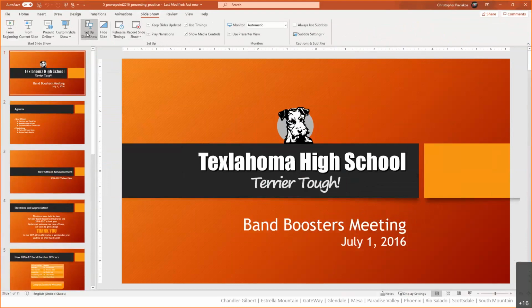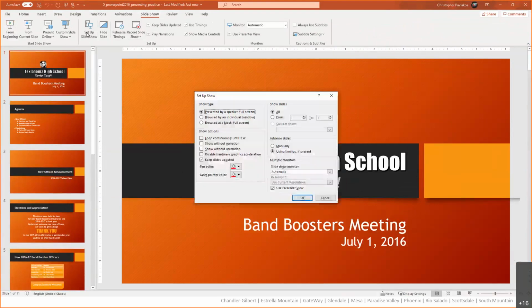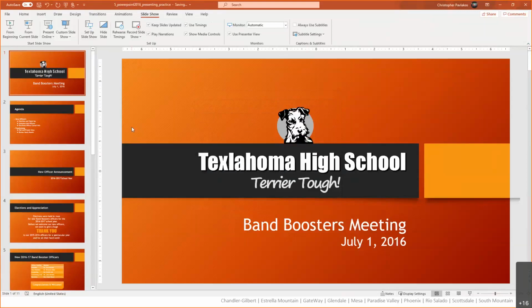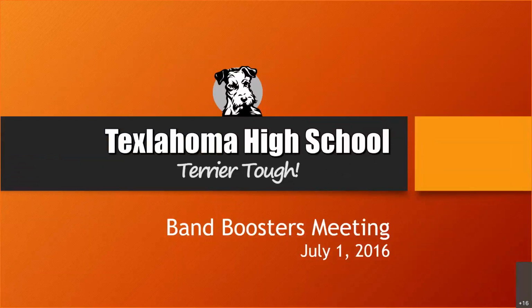Click on setup slideshow. And what I want to do here is change the pen color because the default pen is red. And on this orange background, that's going to be pretty hard to see. So let's change it maybe to a purple instead. That should stand out a little bit better. So I'm going to do that. I'm going to launch this PowerPoint now.